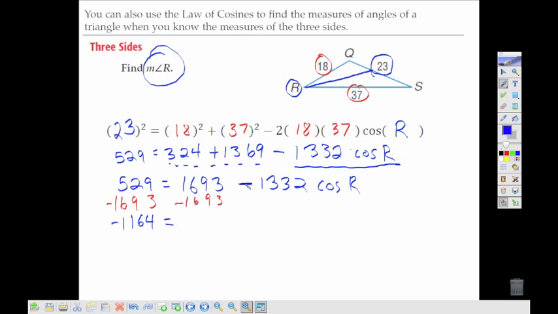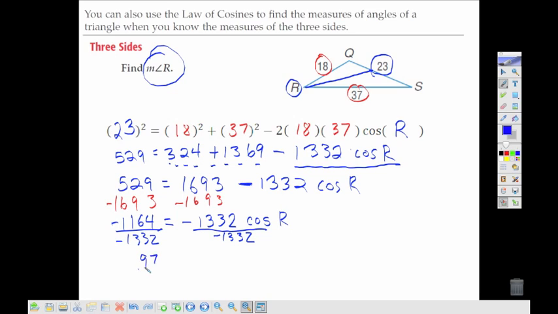Now it's important to be careful with our negative signs because a positive cosine and a negative cosine are going to give us different answers, and it's important to get the correct one. In this problem here, when I divide the 1164 by 1332, and remember again, I'm dividing by a negative number here, so it's going to give me a positive number.